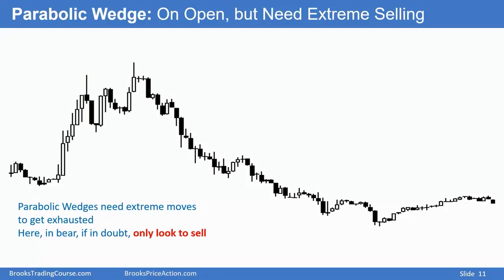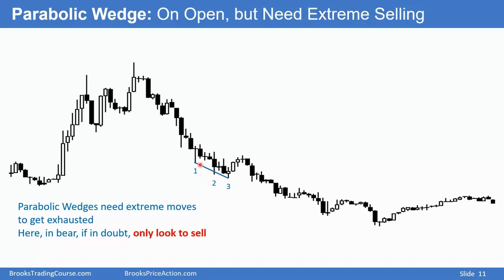Parabolic wedges need extreme moves as a sign of exhaustion. Without the extreme moves, the traders do not get exhausted and the trend can go a long way. Here, 3 pushes down, 1, 2, 3, very tight channel. If you want, you can call it a parabolic wedge. I would not. Where is the extreme selling? We get a bear bar here, but it's small compared to these bars and these bars and this bar. This does not look climactic. It does not look like the bears are worn out.